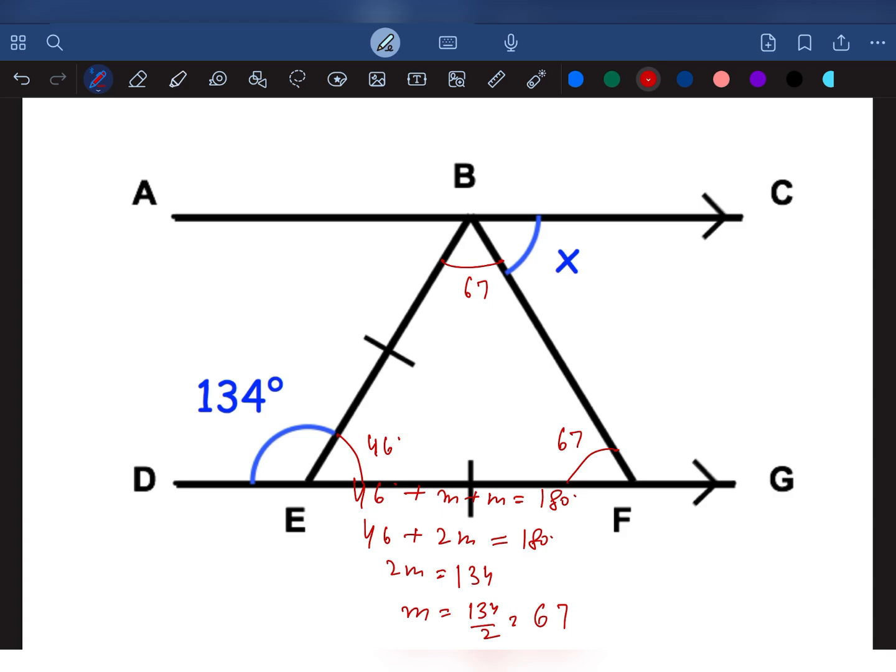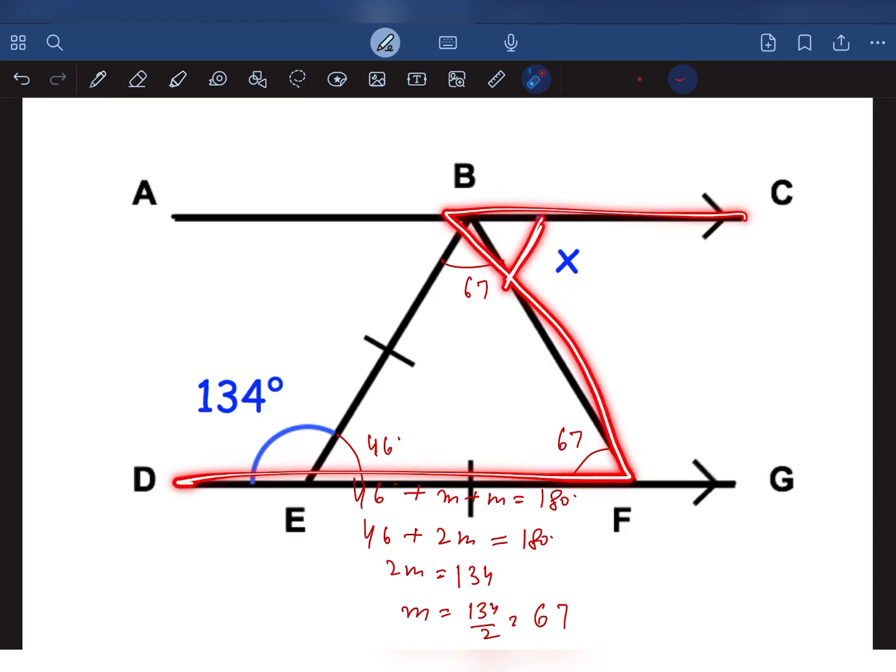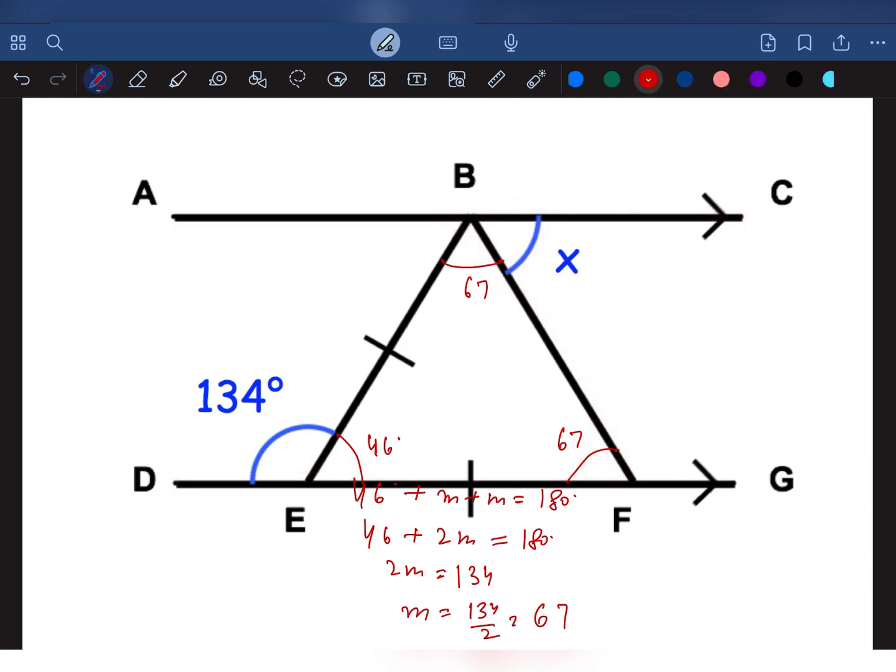Okay, now we have x. If you just see, this is making a Z shape. So these two angles are alternate interior angles, and we know that alternate interior angles are equal. That means the value of x is 67, right? By what property? It's the alternate interior angle property, and we know they are equal. Okay, now let's move on to the next question.